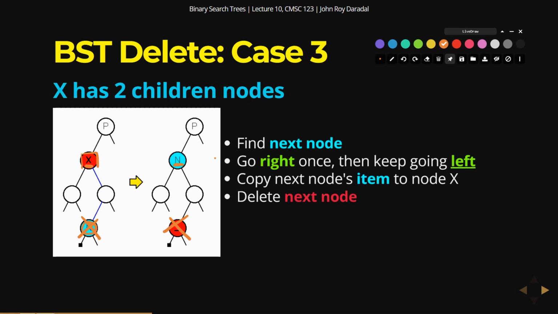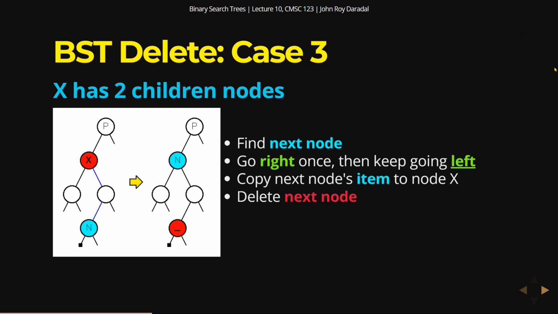Okay, so those are the steps. So find the next node by going right once, then keep going left. So that's the next node, and then you copy the next node's item to node X, and then once you have safely copied it, you delete the next node. Okay, now let me explain why we need to do these steps.